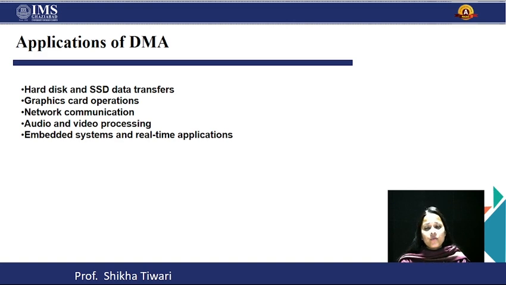Where we use DMA means what are the applications of DMA? So hard disk and SSD data transfer, graphic card operations, network communication, audio and video processing, embedded systems, and real-time applications. These are the applications of DMA. What is the meaning of application of DMA? That means you are using direct memory access in all these areas. Means while you are communicating with the network, or a communication is there in the networks, then DMA is there. Without the intervention of CPU, you can also communicate. Audio video processing is done with the help of DMA.